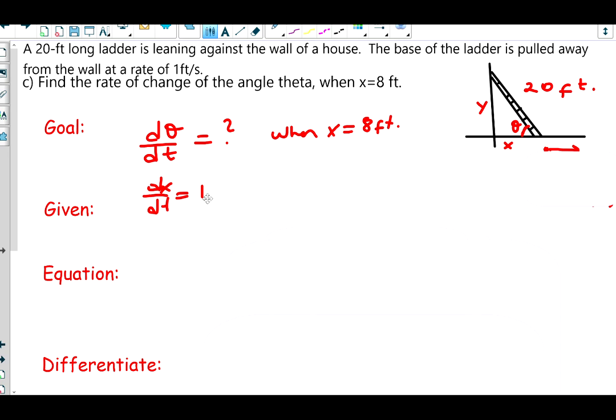Which equation would be a good one to use here? One thing I'd like to take advantage of is the fact that I know this side of this triangle, and I'm trying to relate x and theta and the hypotenuse, which is 20. Clearly you're going to need a trigonometric function to bring theta into the equation. Which trig function relates the adjacent side to the hypotenuse? If you said cosine theta, you are absolutely correct. So cosine theta equals x over 20. That will be the defining equation that we have.